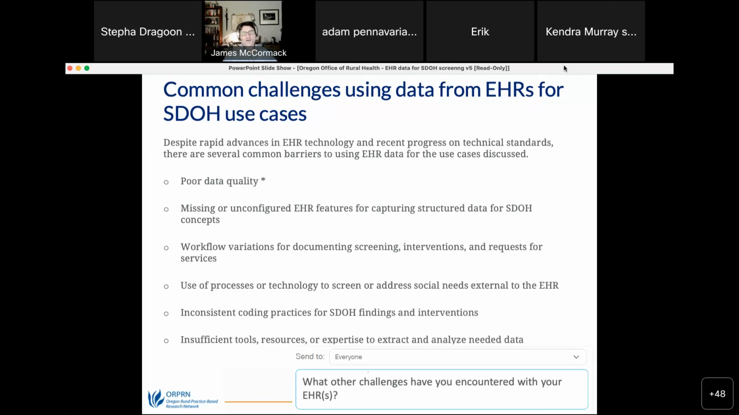Use of processes or technology other than the EHR. I touched on this with the growing use of Unite Us or other CIEs, even Reliance. I didn't mention Collective Medical.